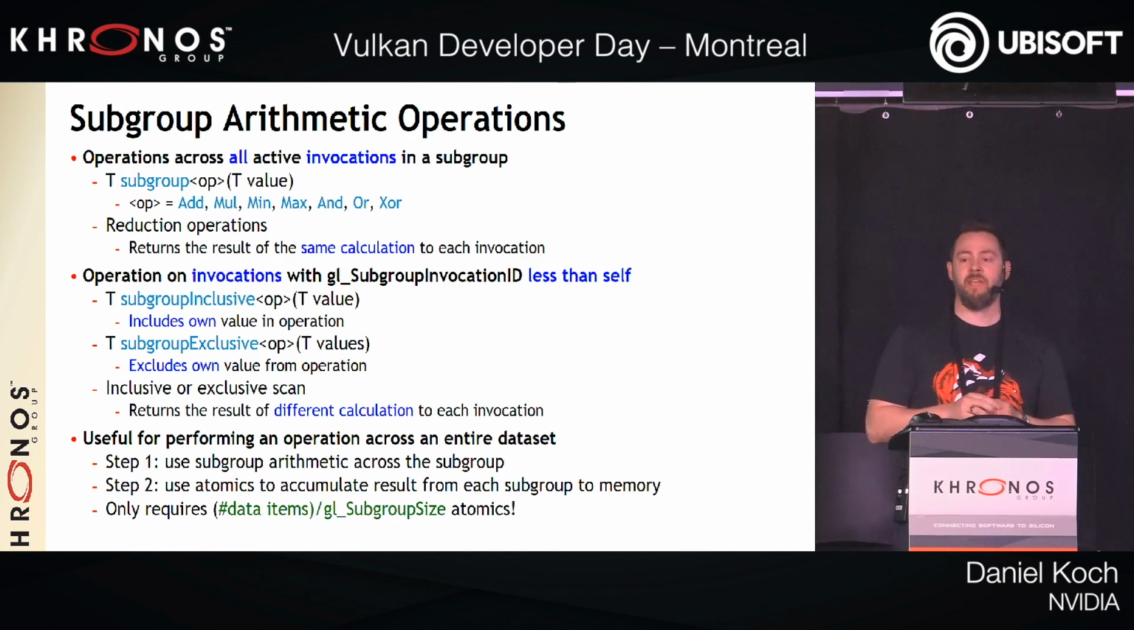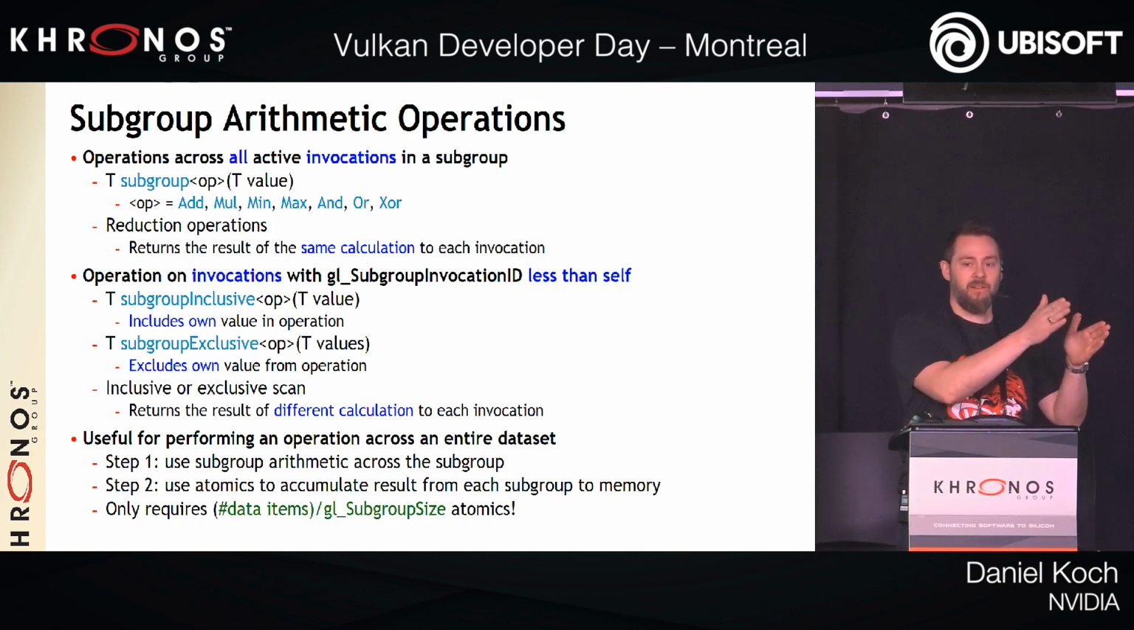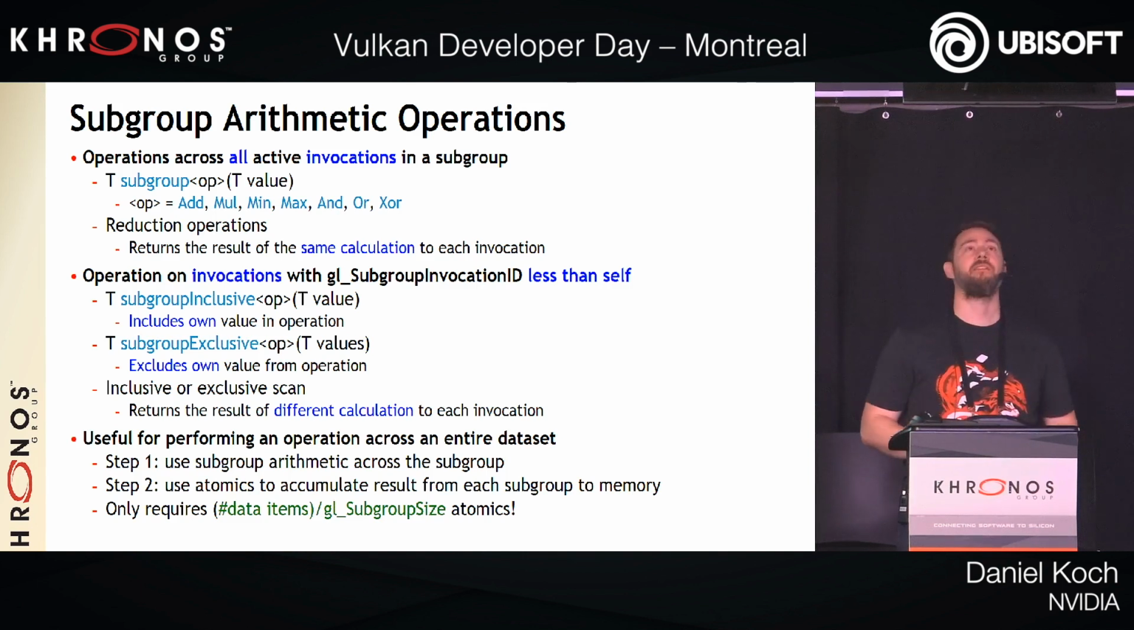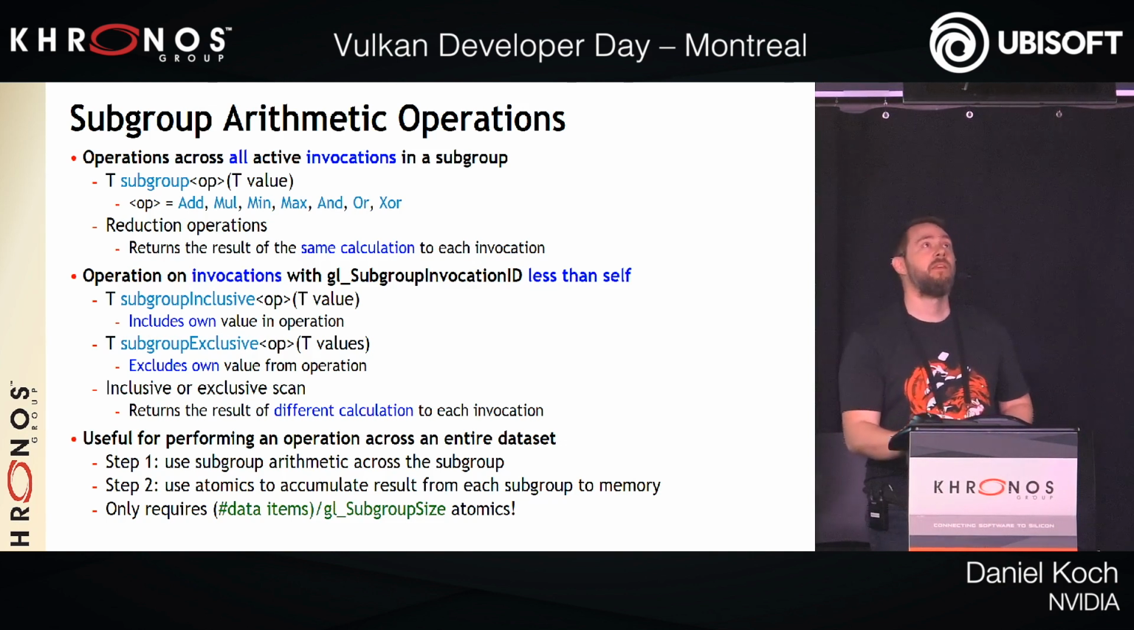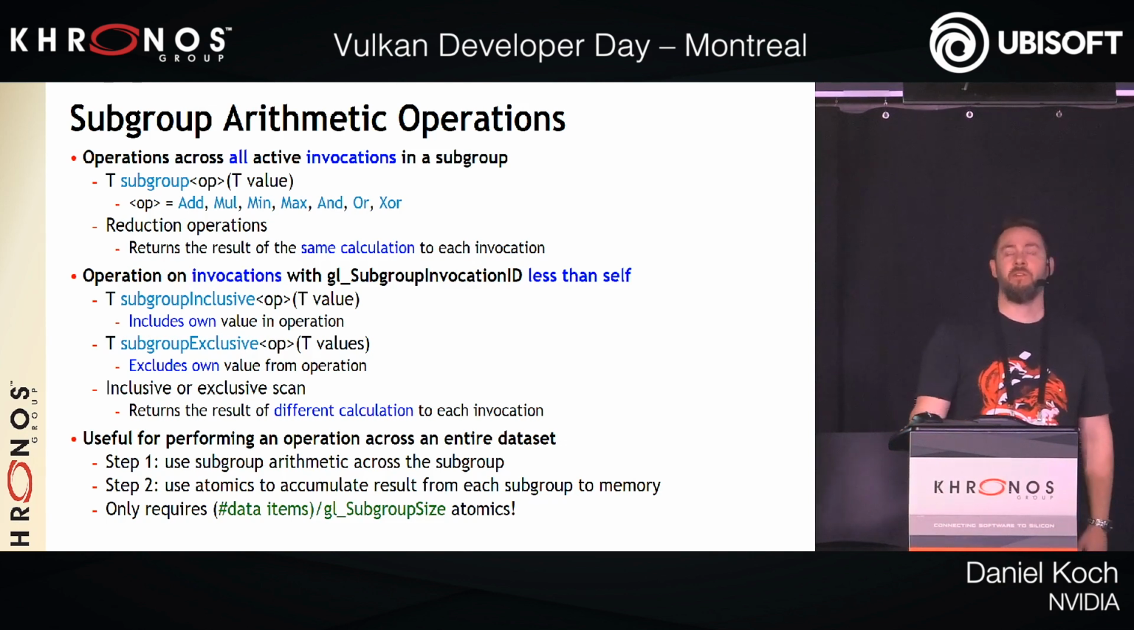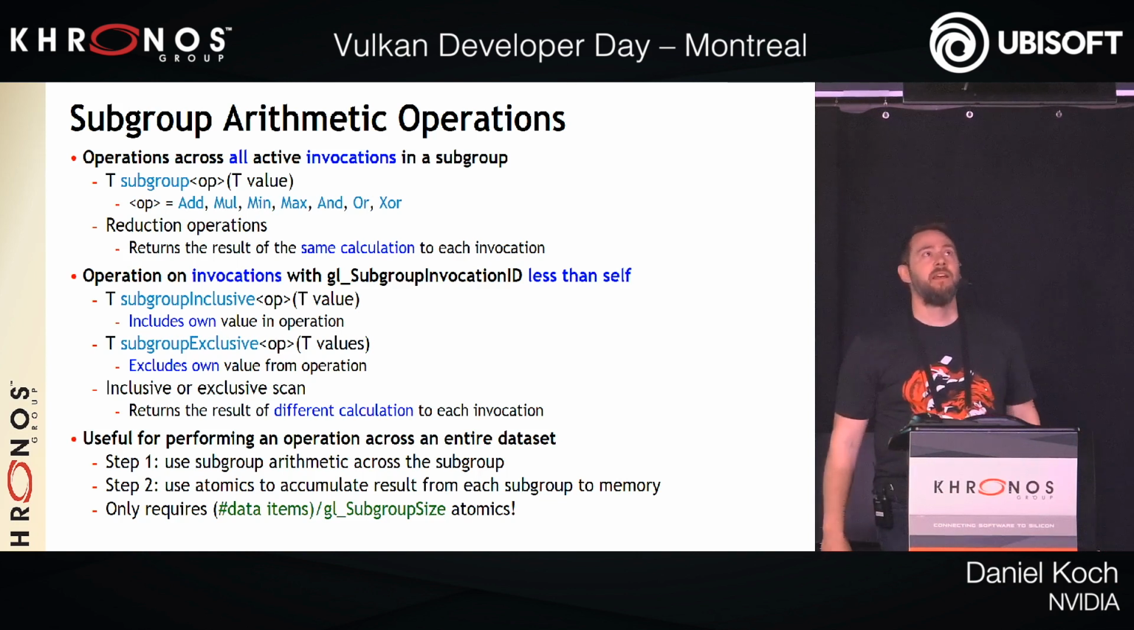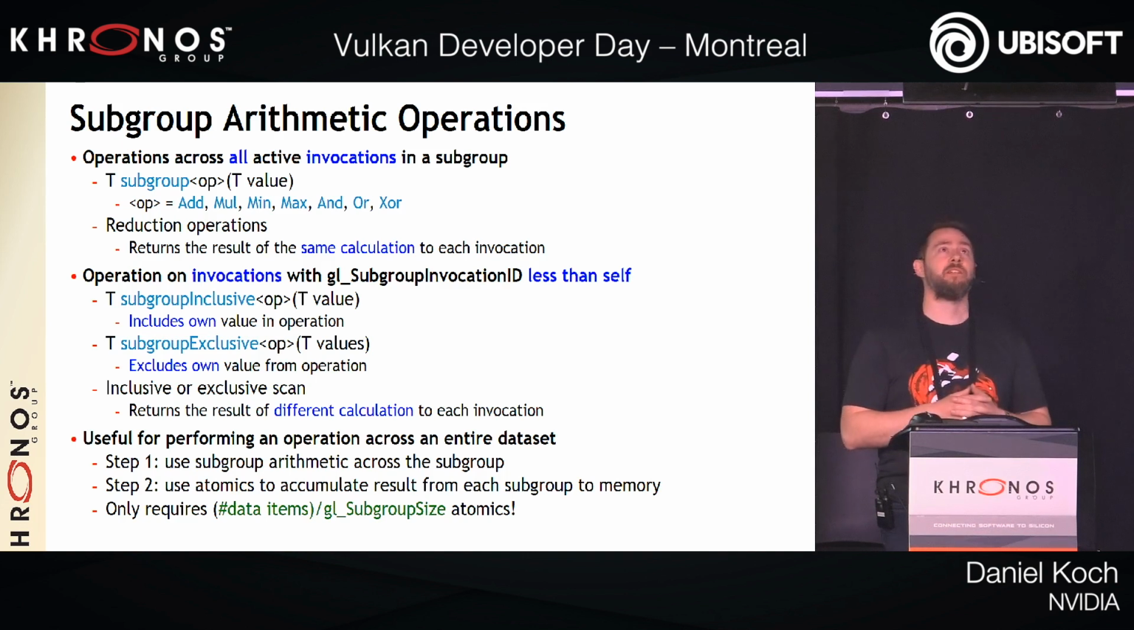If you do an inclusive scan, it means I'm going to inclusively add all the values in the lower threads, including my own, and store that in my thread. And if you use exclusive, it's just the ones strictly lower. These are usually useful if you want to do an operation across an entire data set.